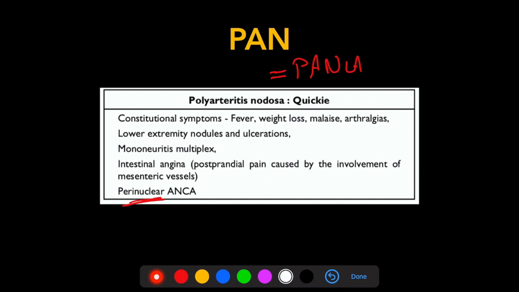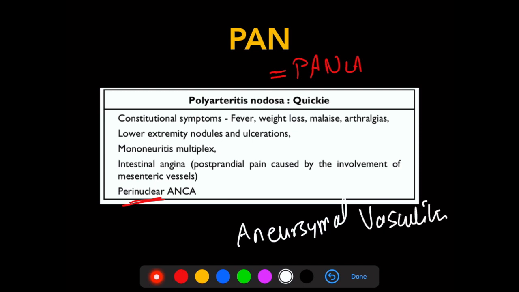Now PAN is going to be an aneurysmal vasculitis. So you can expect aneurysms in the mesenteric vasculature or in the renal vasculature also. That's why it can cause intestinal angina and some GI symptoms can be caused. This is PAN or polyarteritis nodosa.